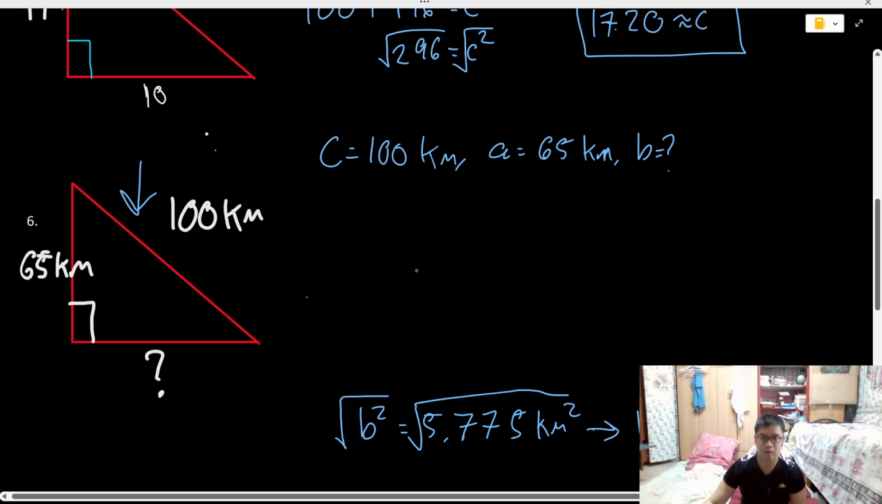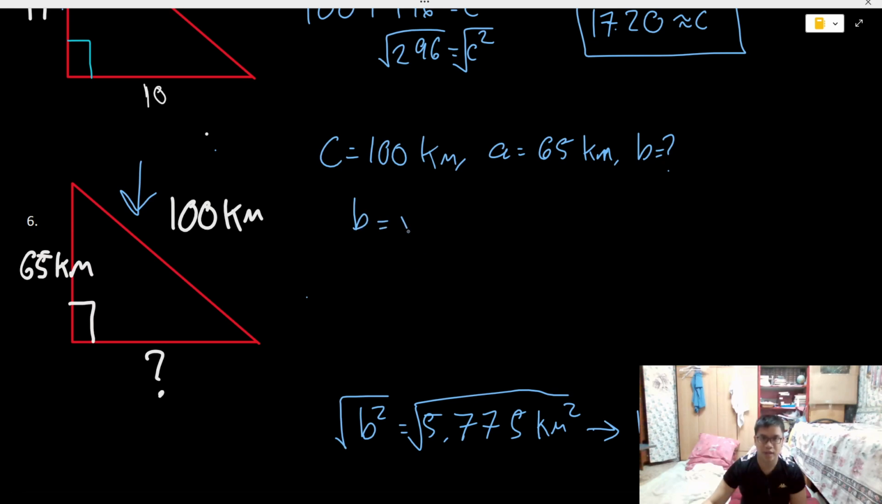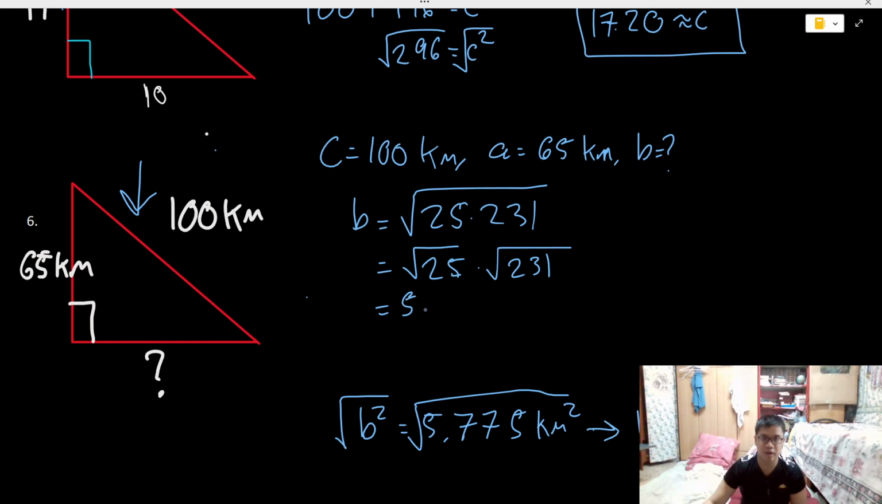So this one we can rewrite as the square root of 25 times 231, because 25 times 231 is equal to 5,775. And we can separate the two factors with the square roots. Square root of 25 is just 5. All right. So 5 square root of 231. So this is the exact answer.